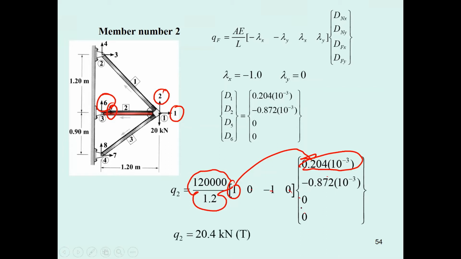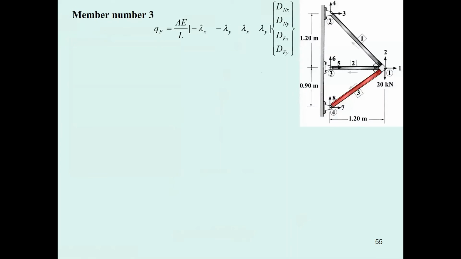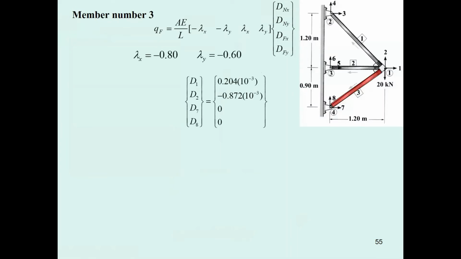Okay, so the answer is very simple. 20.4 kilonewton in tension because it is positive. The last one: lambda sub x is minus, lambda sub y is minus. So be careful when you put into this equation. And then this is D1, D2, and 0, 0.